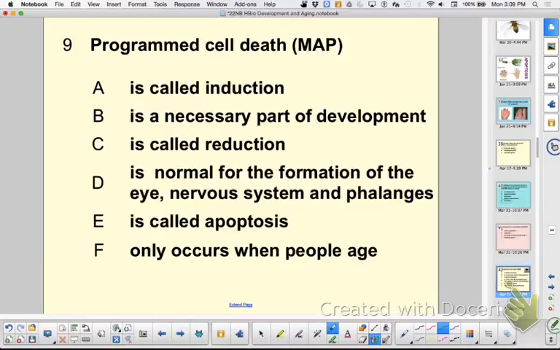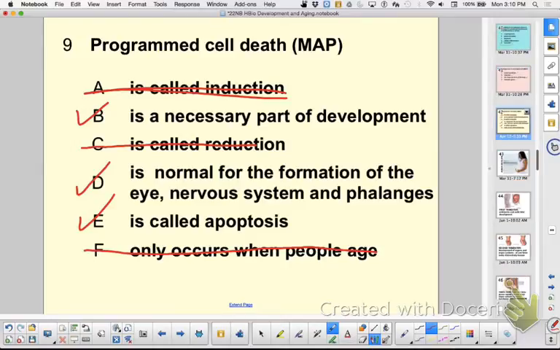Programmed cell death, is it called induction? No. Is it a necessary part of development? Yes. Is it called reduction? No. Is it normal for these things? Yes. Is it called apoptosis? Yes. Only occurs when people age? No. Before you were ever born. If it didn't happen then, you wouldn't have your digits, your fingers, your radius, your ulna.